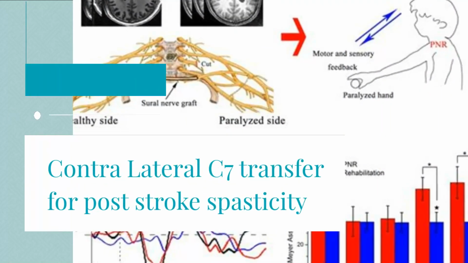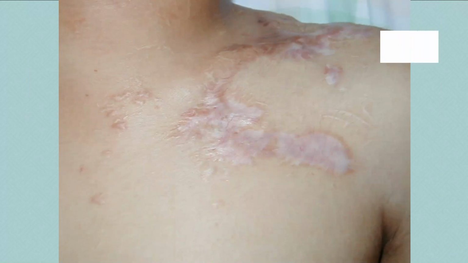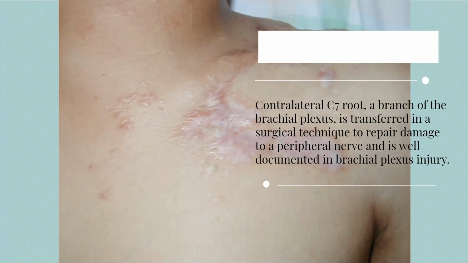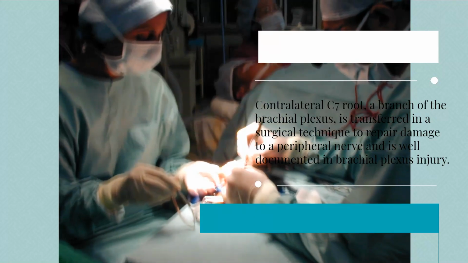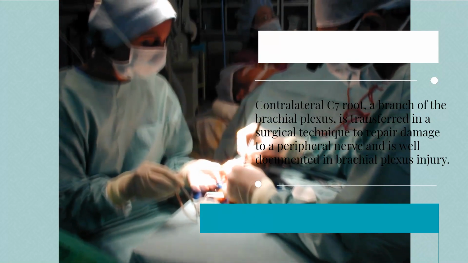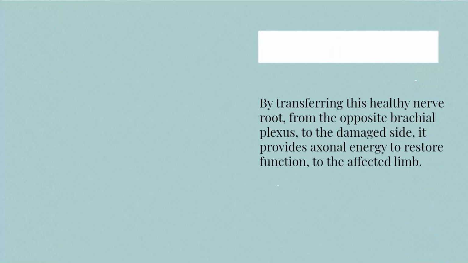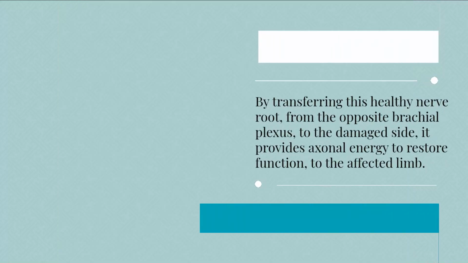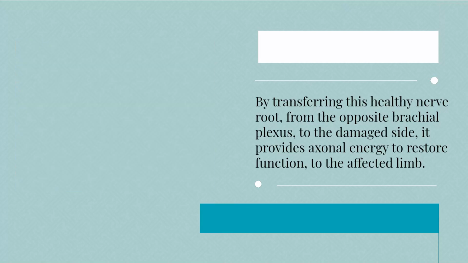Contralateral C7 transfer for post-stroke spasticity. The contralateral C7 root, a branch of the brachial plexus, is transferred in a surgical technique to repair damage to a peripheral nerve and is well documented in brachial plexus injury. By transferring this healthy nerve root from the opposite brachial plexus to the damaged side, it provides axonal energy to restore function to the affected limb.